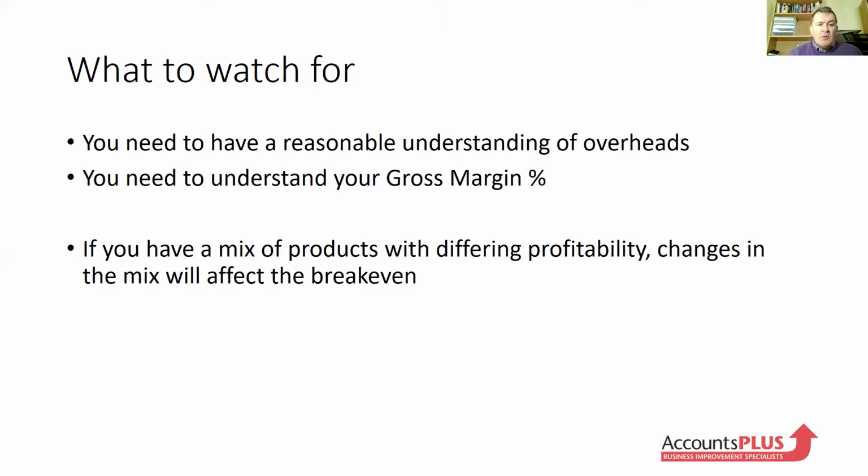A couple of things to watch out for. You need to have a good understanding of your overheads. So you need to have a reasonable understanding of the cost of your business. You need to have a reasonable understanding of the gross margin. Depending on the business you have, if you have a mix of different products with different gross margins, depending on how much of each product you have, the overall gross margin will vary. So this isn't an exact science, but what you're trying to do is develop a good understanding of the business.